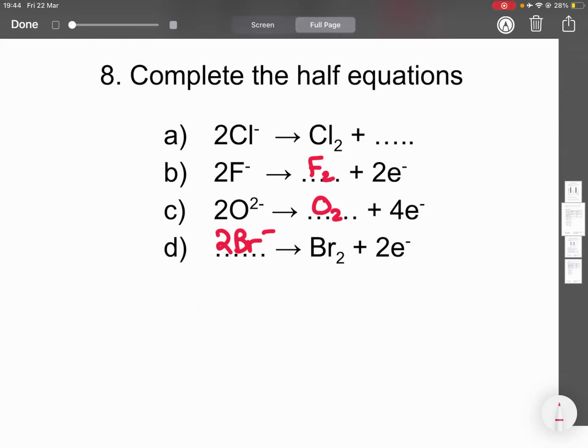After you're done, you have to count how many electrons are needed. So for example, this is a 2 minus. Well, it's a minus, but there's 2 of them, and this is 0. So it would have lost 2 electrons. And it goes on the other side. So both the left side and the right side have the same charge and the same number of atoms.